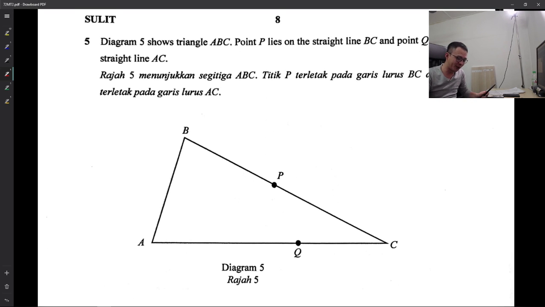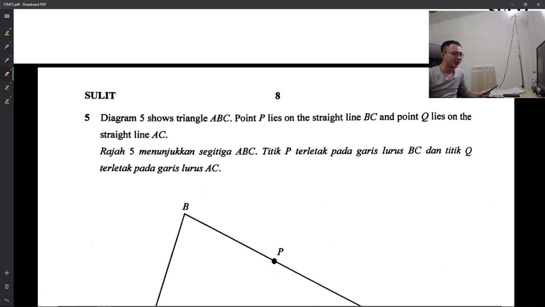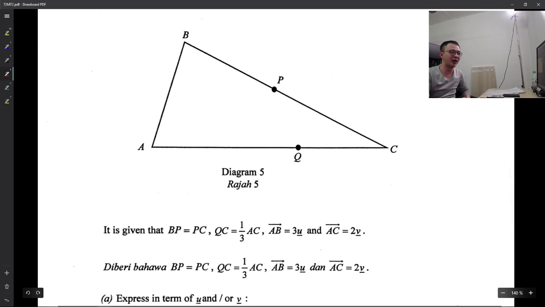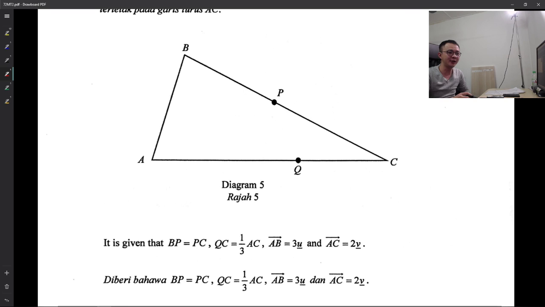So we have a vector question over here. Diagram 5 shows the triangle ABC. The point P lies on BC and Q lies on AC. You can see from the triangle here, it's given that BP equals PC, the same distance, and QC equals 1/3 of AC.